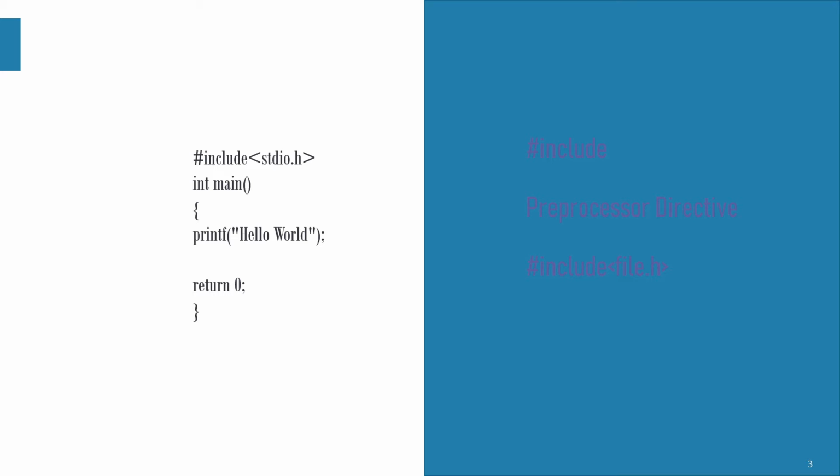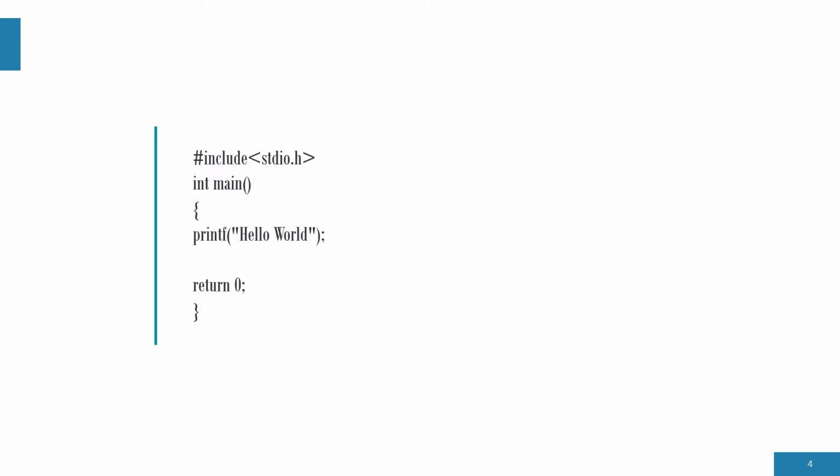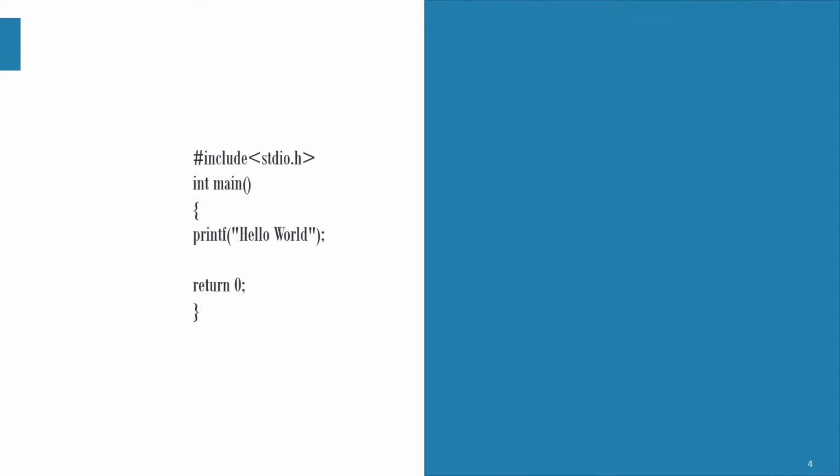It is the standard input-output library and it is a header file which has the necessary information to include the input-output related functions in our program such as printf, scanf, etc. So if you want to use any of these functions you must include stdio.h in the source code.